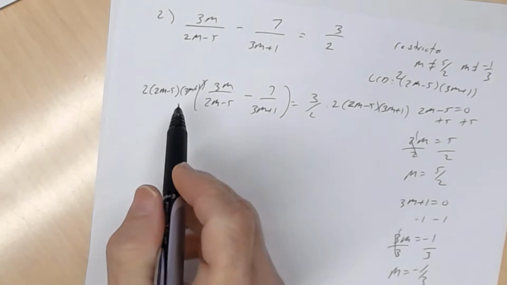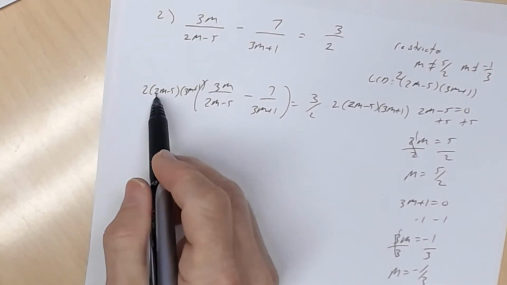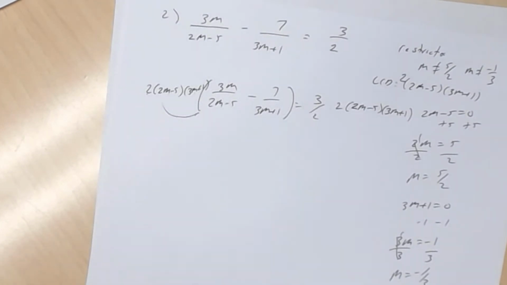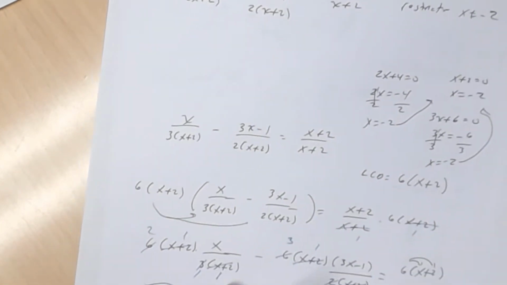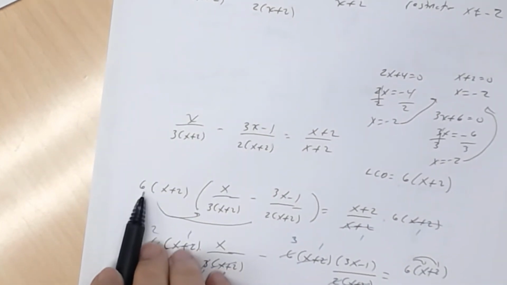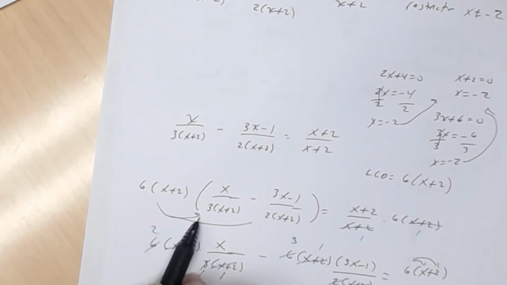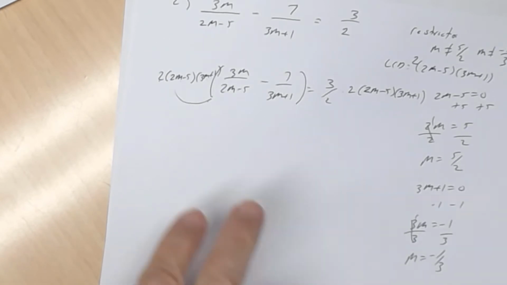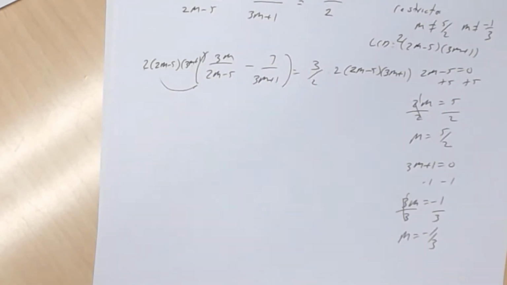Okay, now notice that over here you have 3 factors that you can distribute. 1, 2, 3. When I did number 1, notice there were 2 factors, 6 and x plus 2, that I distributed. Okay, so just be careful. It can get pretty messy.